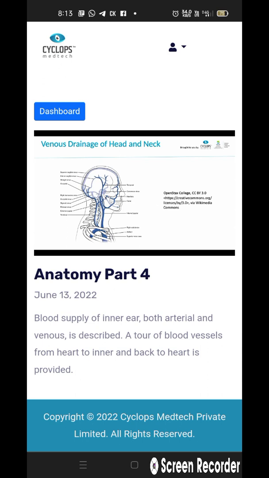Then from there, the jugular bulb, and then there is the internal jugular vein. The internal jugular vein goes all the way down in the neck. The internal jugular vein is joined by the subclavian vein on one side. Both of them form the brachiocephalic vein, the brachiocephalic vein on the right side and the brachiocephalic vein on the left side. Both of them join together to form the superior vena cava, and that ends up in the heart.